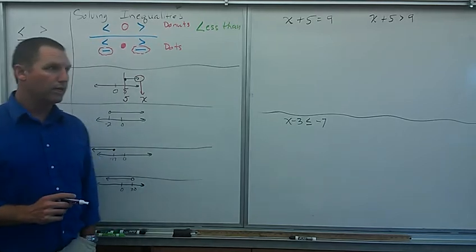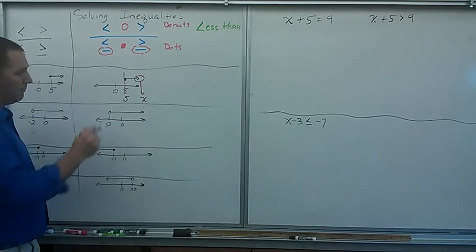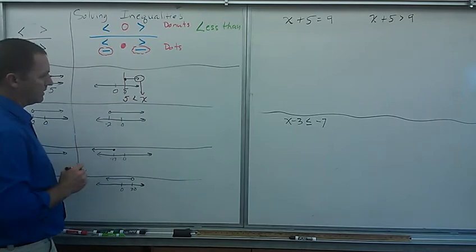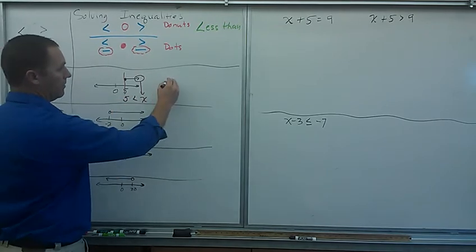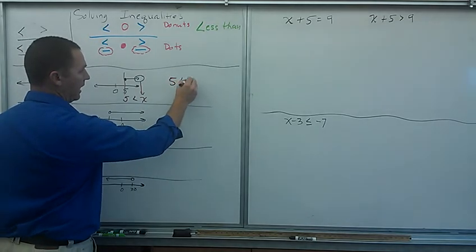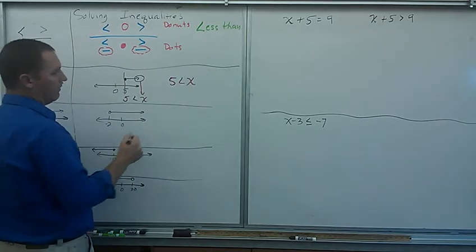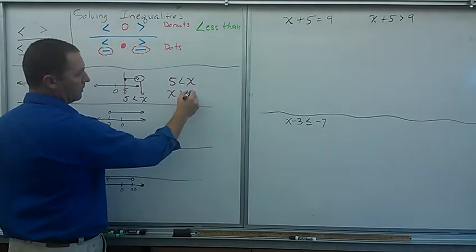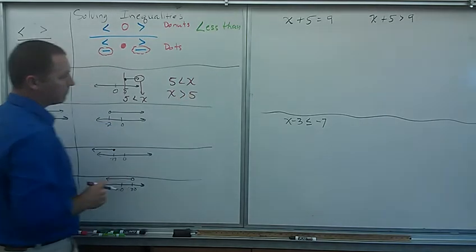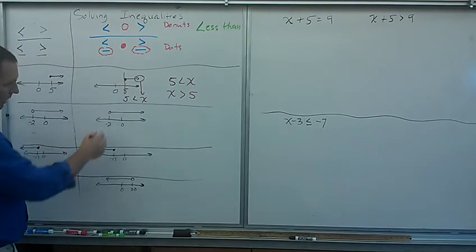Doesn't matter what your variable is, I'm going to put X. If you do those two things, then this is always the same. The symbol is always the same, and that symbol is less than. So 5 is less than X, and that's my answer. If you want to write it with the X on the left-hand side, that's fine. Just switch the symbol, so X is greater than 5. Either one works.